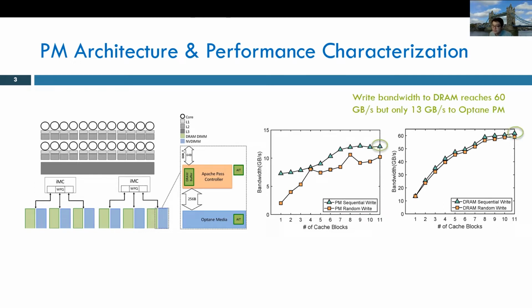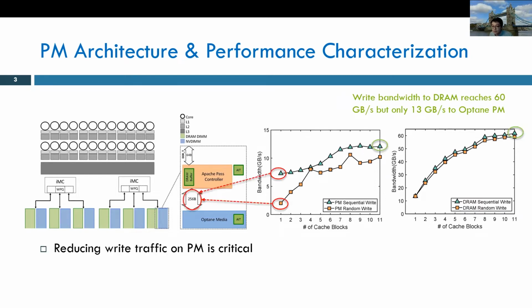First, we observe that the PM write bandwidth is significantly lower than DRAM, so reducing write traffic on persistent memory is critical. Second, we noticed that small random writes on persistent memory perform worse than sequential writes. This performance gap is caused by the 256 byte Optane internal granularity and write amplification.